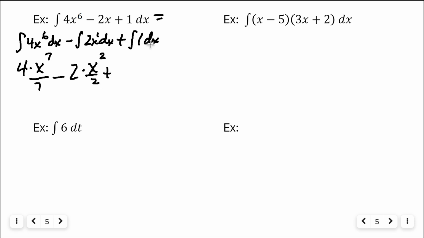Plus, the integral of 1 with respect to x. Now again, whose derivative is 1? X. And then I need a plus c on it because there could be a number at the end. So I can clean this up a little bit. I get 4x to the 7 over 7 minus x squared plus x plus c.